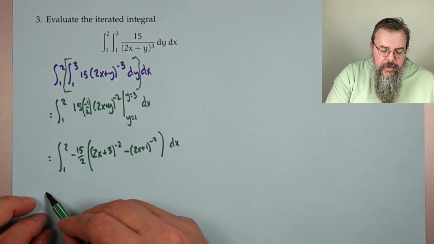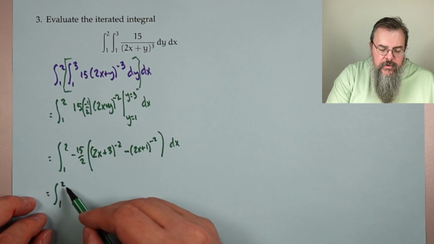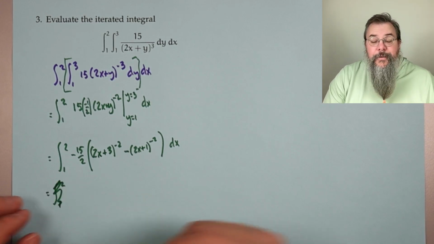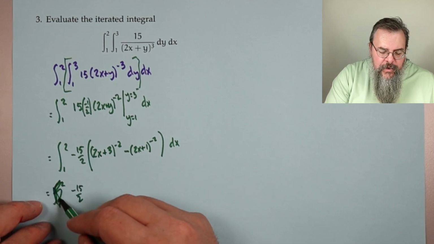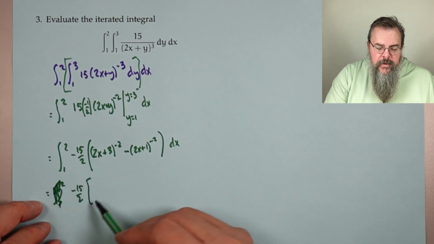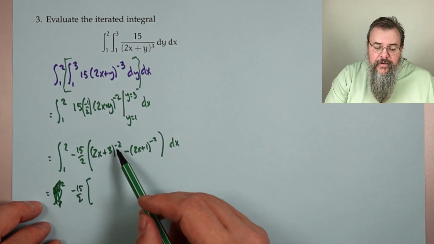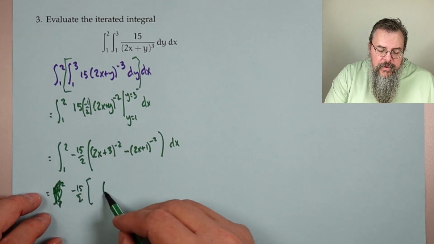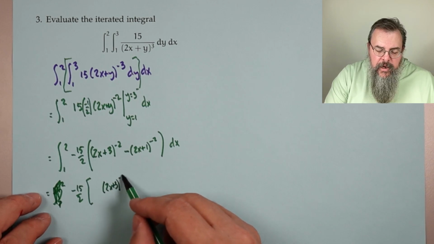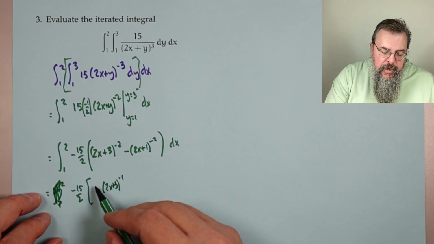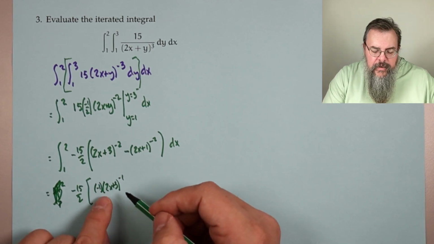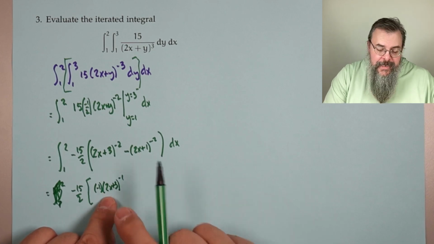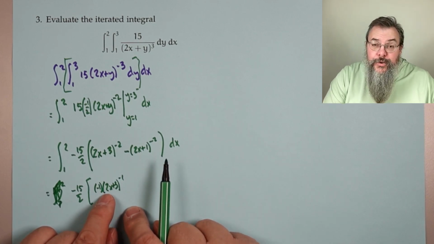Okay, so we're integrating 1 to 2. We're going to integrate. We don't need the integral sign anymore. Negative 15 over 2. And what will happen? Well, 2x plus 3 to the minus 2, that's not too bad. It would be 2x plus 3 to the minus 1. You add 1, divide by that minus 1. So that's really a minus 1 in front. And then be careful here. You have to compensate for that 2.